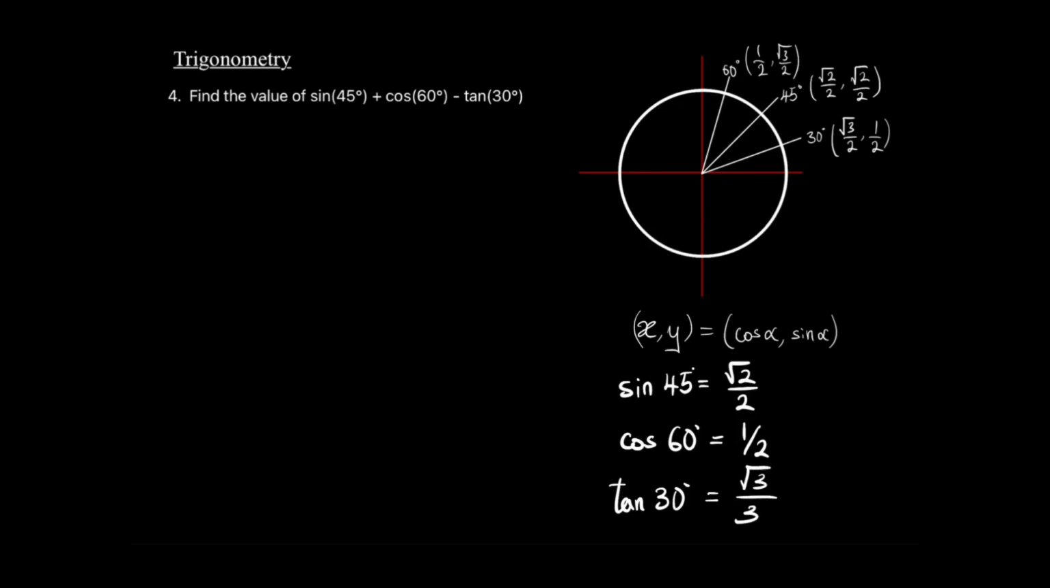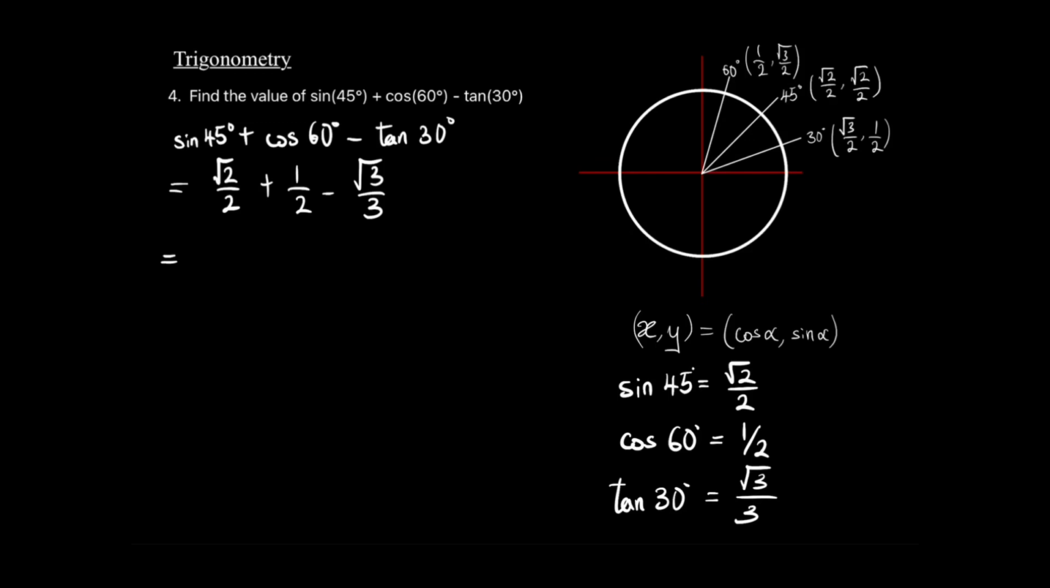So now we know the sine, cosine, and tangent of the angles. We can plug them into the question and carry out the arithmetic. So here we can now say sine 45 degrees plus cosine 60 degrees minus tan 30 degrees is now equal to root 2 over 2 plus 1 over 2 minus root 3 over 3.